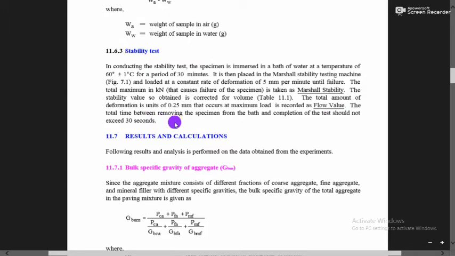The total time between removing the specimen from the bath and the completion of the test should not exceed 30 seconds.